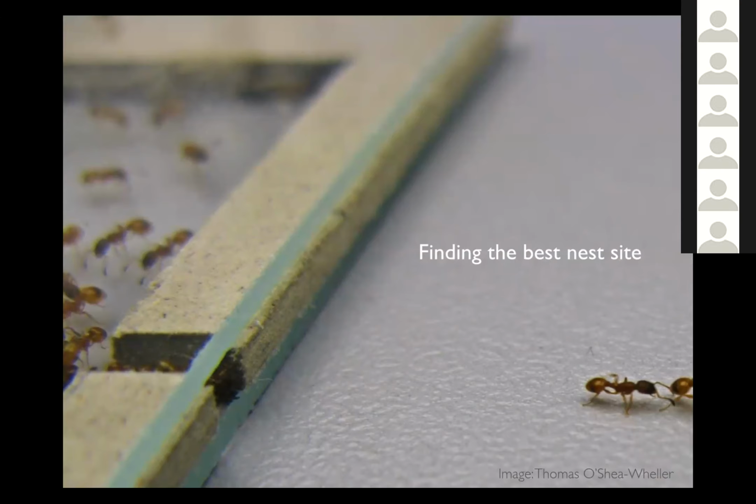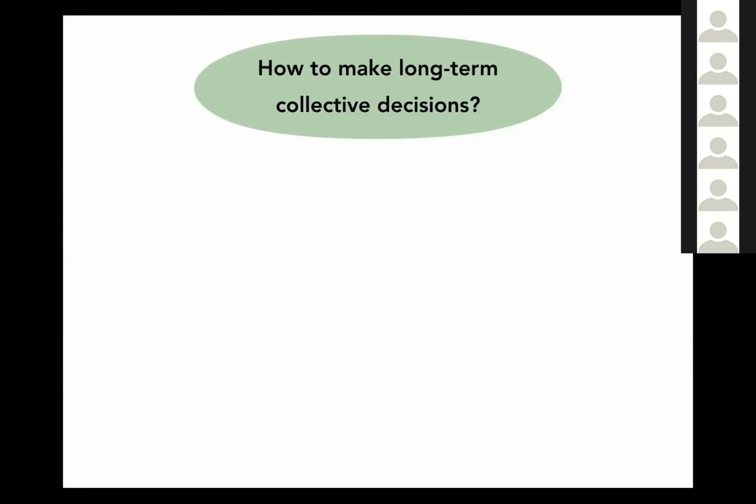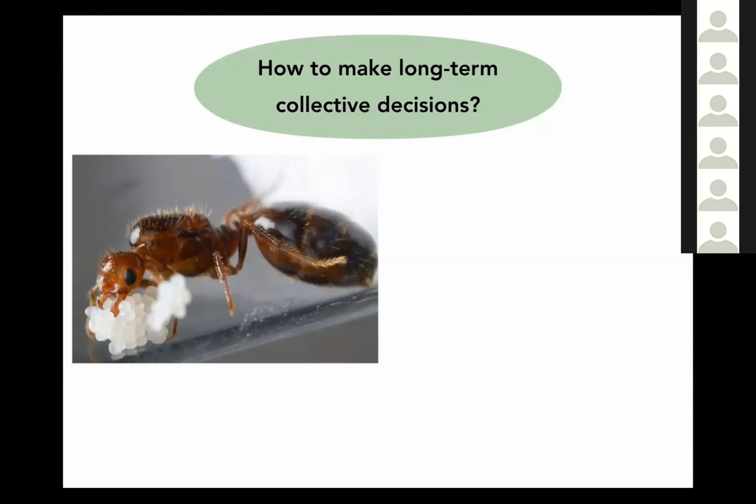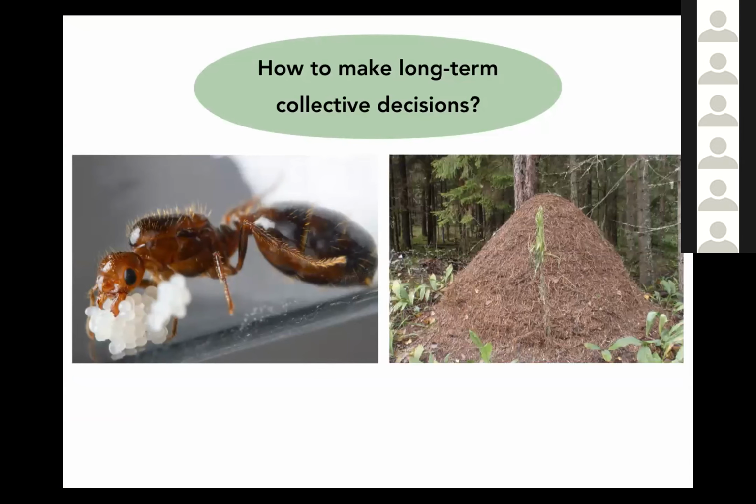But fundamentally, each of these decisions are short-term, acute responses to specific situations. How do they make longer-term decisions? What do I mean by a longer-term decision for a social insect? How do you transition from something like this, a single queen, into this, a fully mature colony of thousands of individuals, all without central control, all in a distributed way, and including a high amount of division of labor?